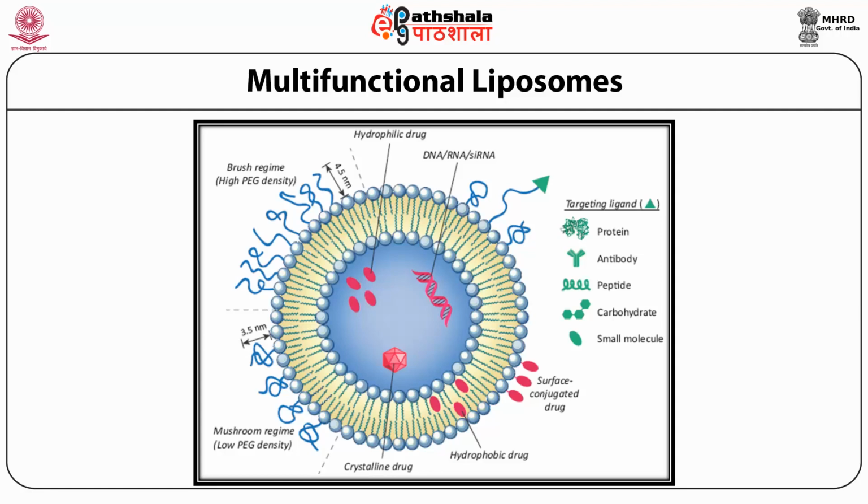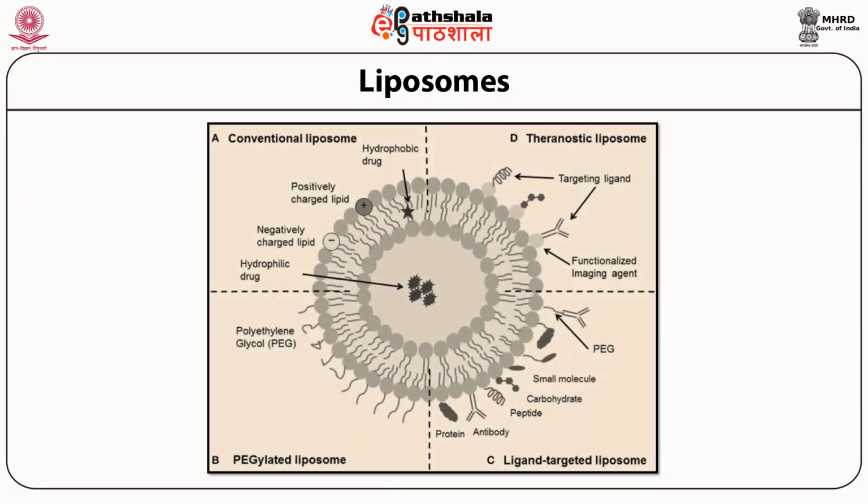Here you can see liposomes having a surface that could be conjugated with multiple functionalities to render different applications, including theranostic applications. Here again you can see a comparison of four different types of liposomes: conventional, theranostic, pegylated and ligand targeted liposomes. Here we will focus only on the theranostic liposomes shown in the right hand corner.